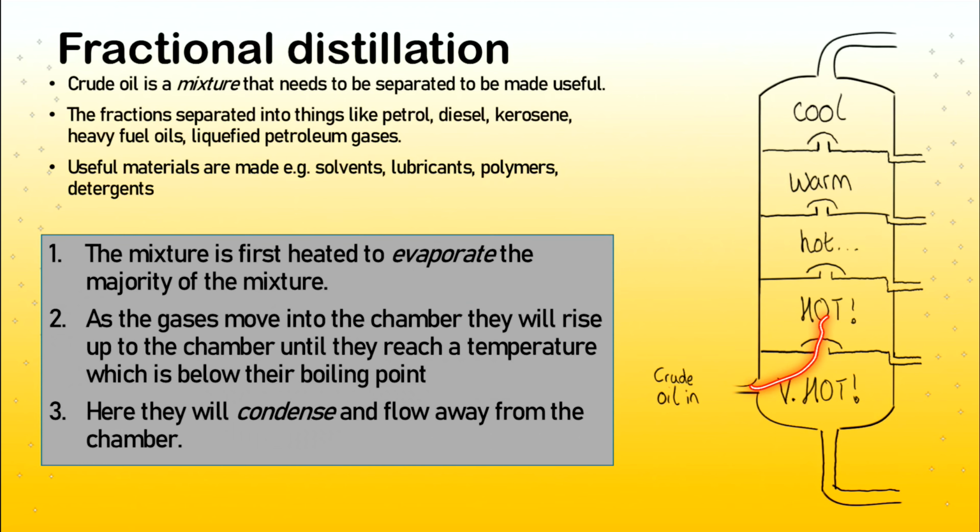Here in the hot section, they would cool down enough, even though they're warm, they're hot, they'd cool down enough to actually condense, and they'd be tapped off. And the next shorter chains would then do the same, and we end up getting these different fractions, a group of them which are similar length, which we call petrol, a group which is a similar length, which we call diesel, and so on.